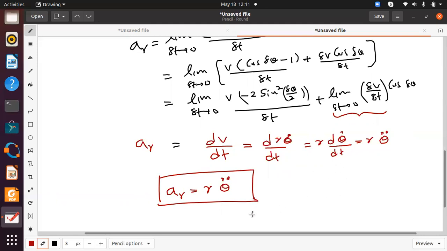Now, if v does not change, uniform motion implies dv over dt is equal to 0. The derivative of the speed is equal to 0. Therefore, this implies a_t is equal to 0 for uniform motion.